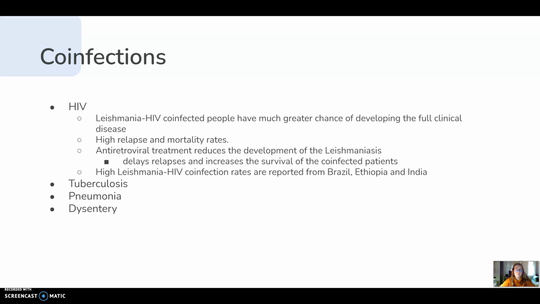So there are many co-infections that happen along with this disease. One of the main ones is HIV. And so Leishmania HIV co-infected people have a much greater risk of developing the full disease with high relapse and mortality rates. There is a treatment that reduces the development of leishmaniasis, but even then the death rates are very high. Tuberculosis, pneumonia, and dysentery can all be comorbidities.